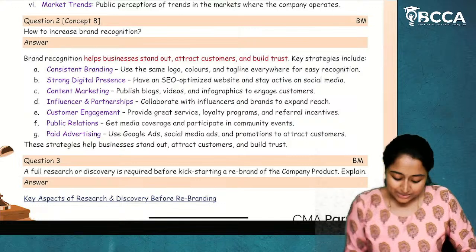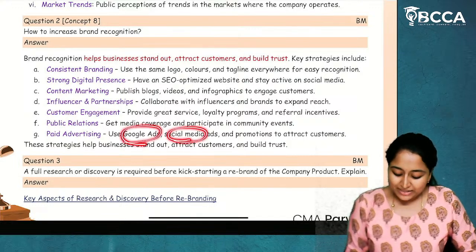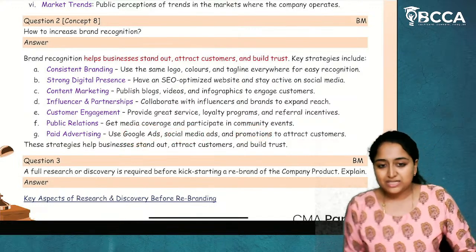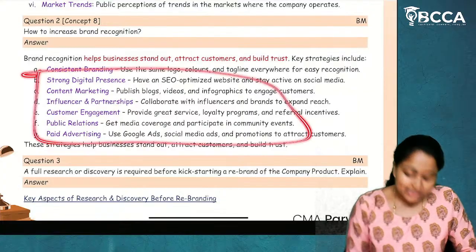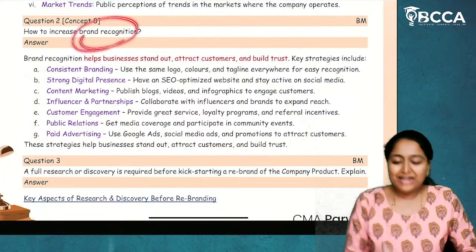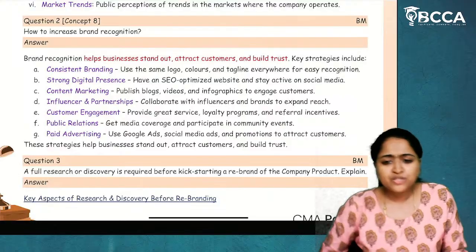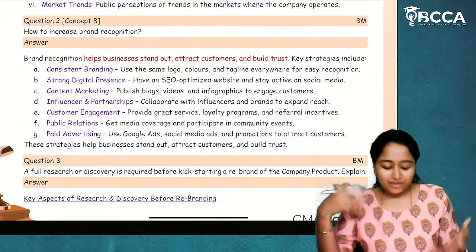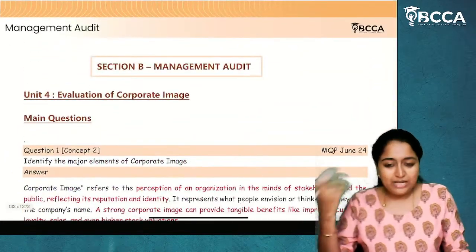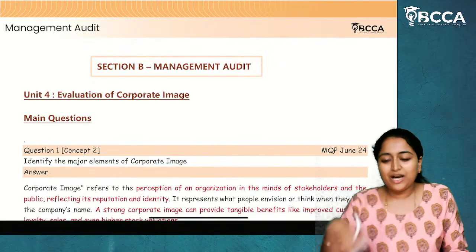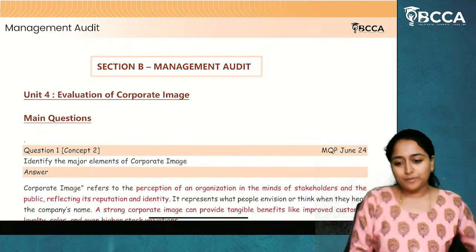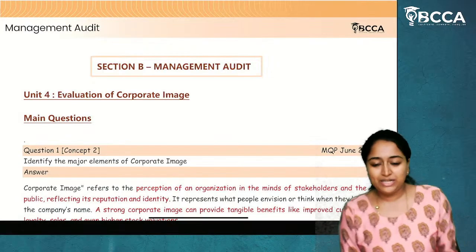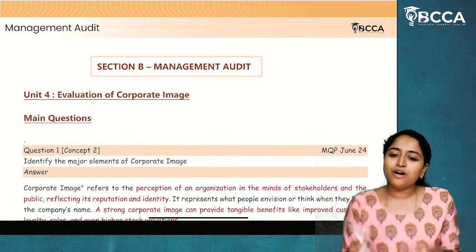Then paid advertisement, like Google ads, social media ads, promotions to attract the customers. So by doing all this, you can improve your brand recognition. So this is everything about what we call corporate image. Brand, goodwill, what is called a good corporate image, what is called a bad corporate image. This is entirely about your own skill.